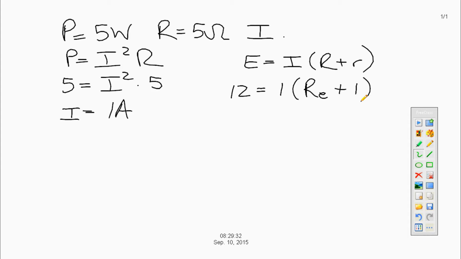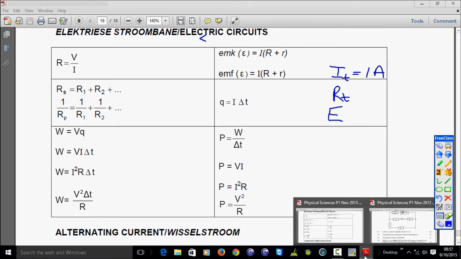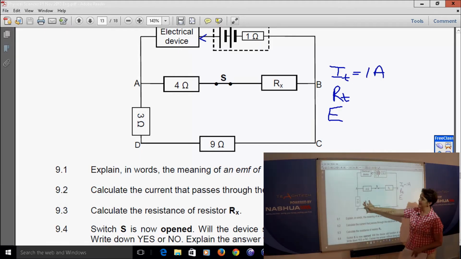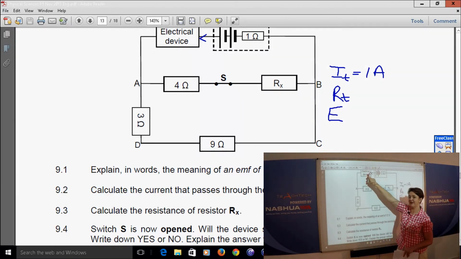for internal resistance. So I will have 12 equal to, luckily we've got a whole lot of 1s in here, so it's just the external resistance plus 1. If it was any other number, remember to multiply that into your bracket. And then we will have R external is 12 minus the 1, which is the 11 ohms. But now this 11 ohms will also include the parallel plus that 5 ohm there.